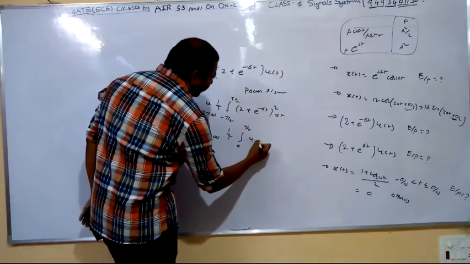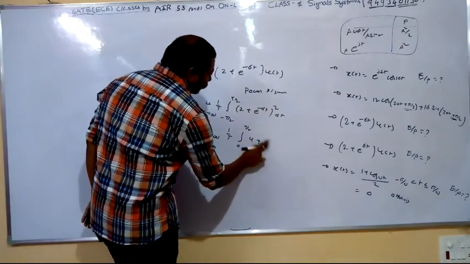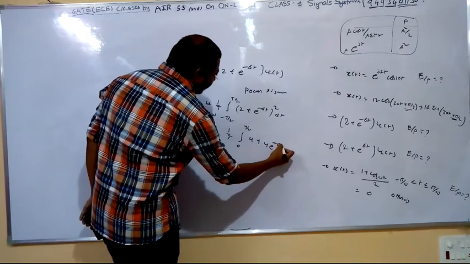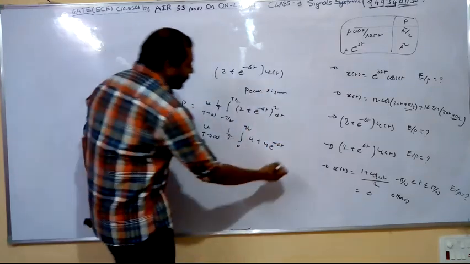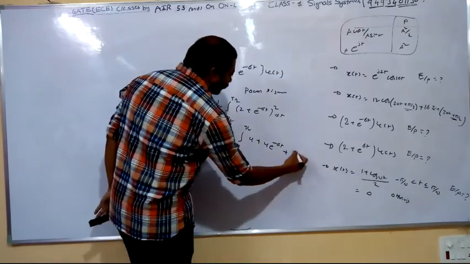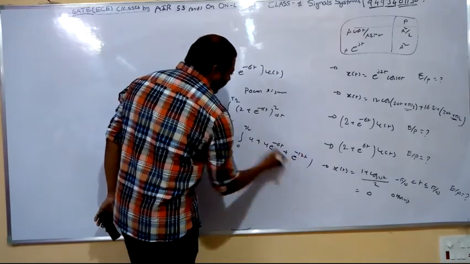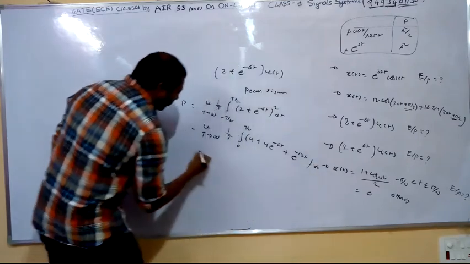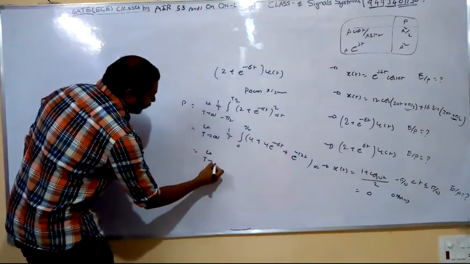by 2 integration, because of this u of t, integration 0 to T by 2. By expanding this one, this can be represented as 4 plus 4 into e to the power minus 6t, plus 4 into e to the power minus 6t, plus e to the power minus 12t. It is (a plus b) whole square only. Nothing else is there, (a plus b) whole square only.